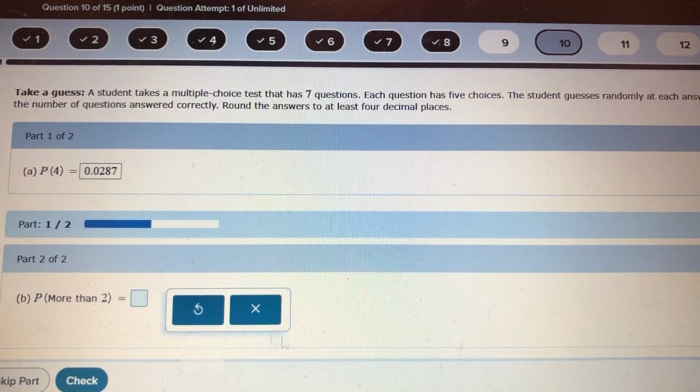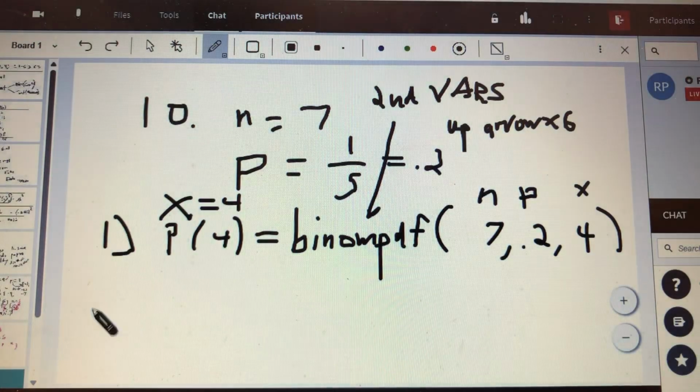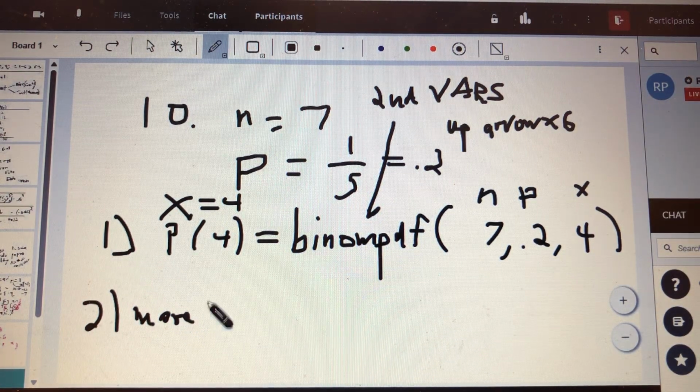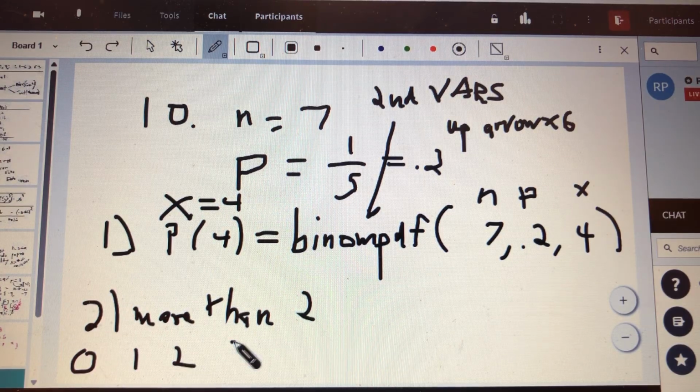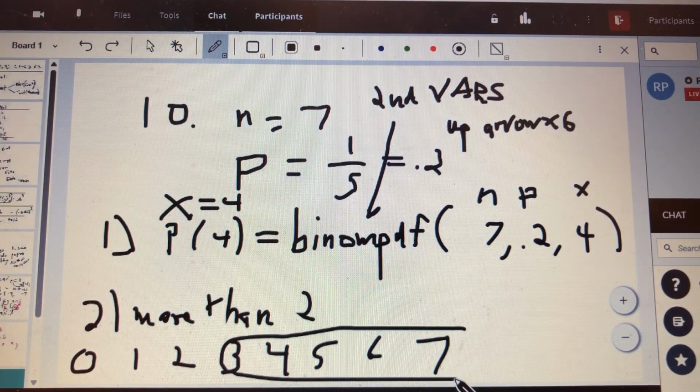Now they want me to do more than 2. More than 2, this is not a PDF. This is where it gets really painful to do these if you don't have a TI-83 or 84. So the N is 7 here, so I have to get somewhere between 0 and 7 no matter what. More than 2 does not include 2, but it does mean 3 or higher. So it turns out you can't do 3 or higher. You always have to go down to 0.